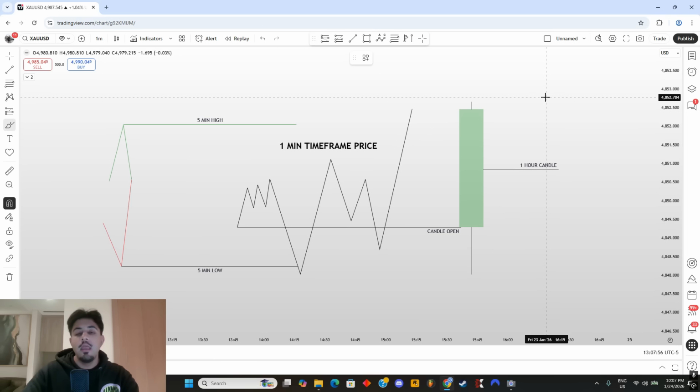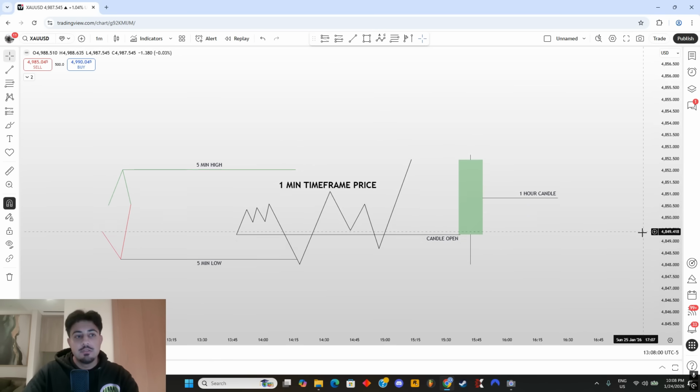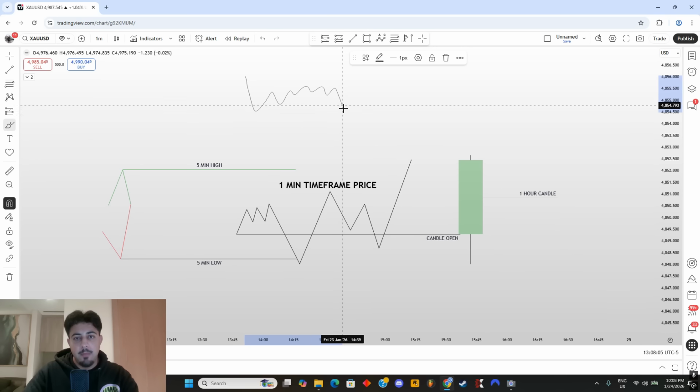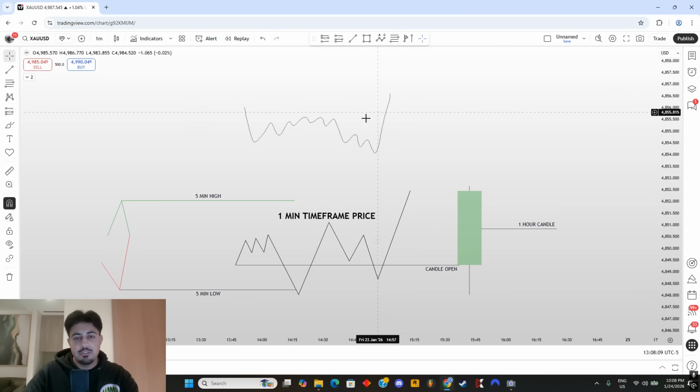Okay. Now, what is power of 3? Let me get this straight out of the way. Power of 3 is basically accumulation, manipulation, and then distribution. This is pretty much what power of 3 is. You're trying to catch a move somewhere around here. So we have accumulation, manipulation, distribution. This is power of 3.